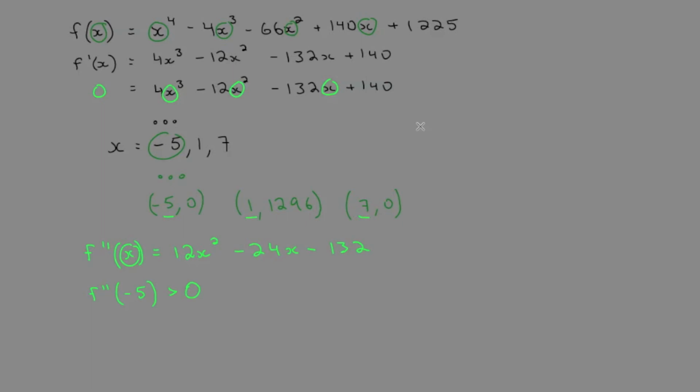I'll just finish this one quickly. Of course. Therefore, this is a minimum. The other 2 points, 1 and 7, will be less than 0, greater than 0. Therefore, these are maximums and minimums.